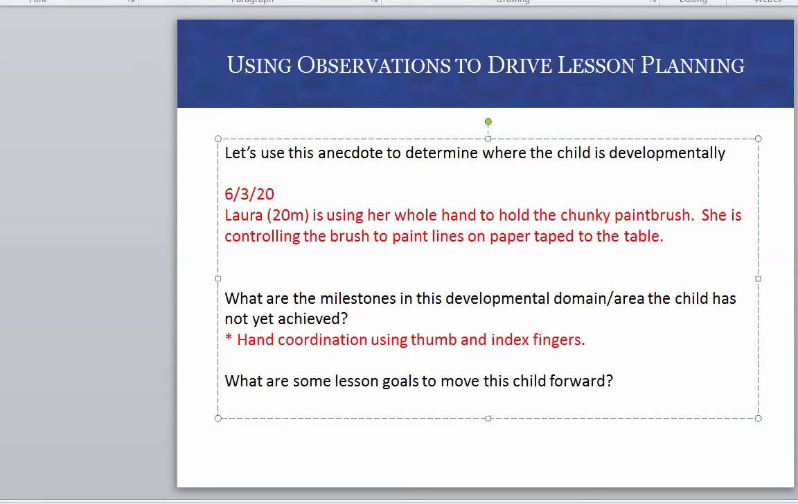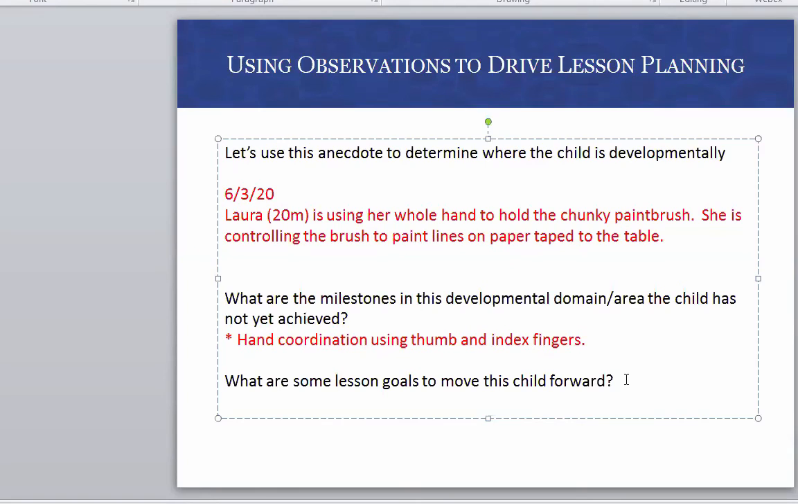So you know this child needs to learn a different kind of grip. And you know that using the chunky paintbrush that you have out and taping the paper to the table, she's able to use it really, really well. It's too easy for her almost, right? She's able to make controlled lines, which is very difficult for a young child. So she is just knocking this on its butt, the way it's currently set out for her.